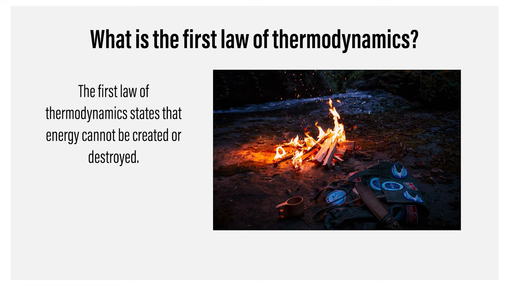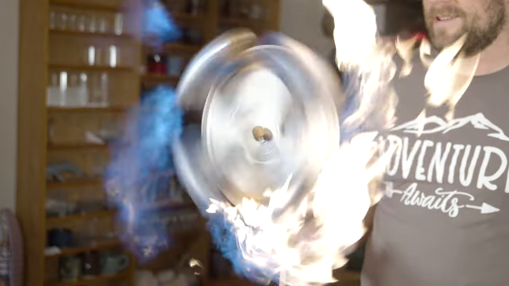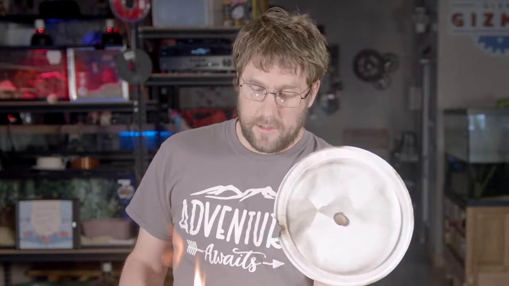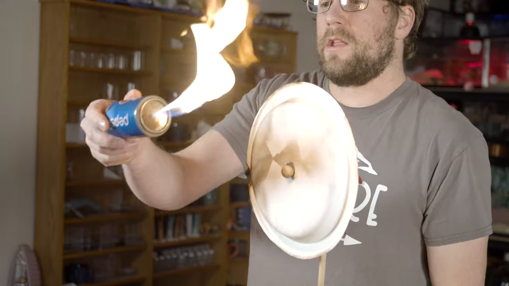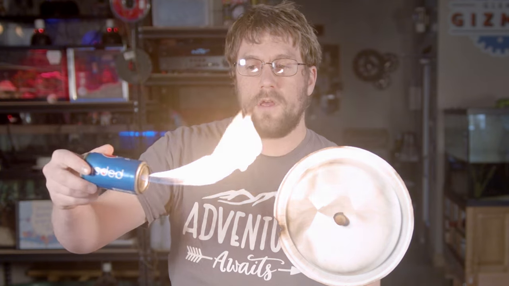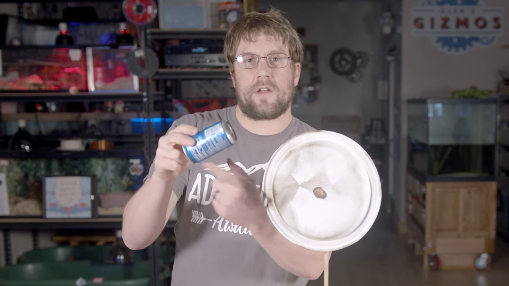Let's review what we've just learned. According to the first law of thermodynamics, energy cannot be created or destroyed. That means a perpetual motion machine isn't even possible because it would require creating energy from nothing. In the case of our rocket pinwheel machine, our energy was coming from the fuel inside of the can. As it spun, it pushed the can forward as it burned fuel out the back. This was not perpetual motion. We were using energy already in existence within the fuel.